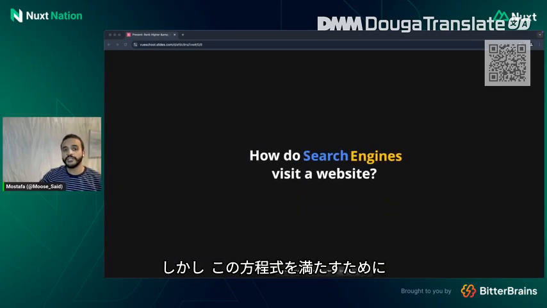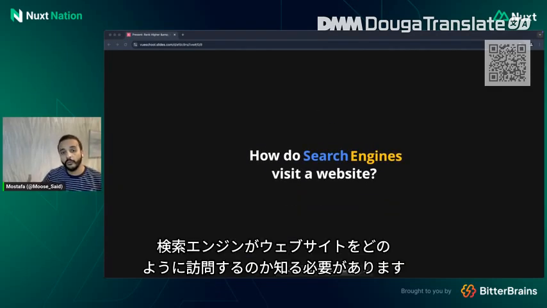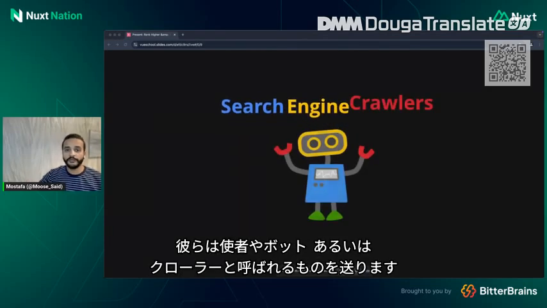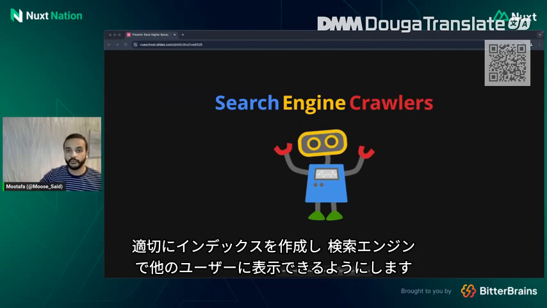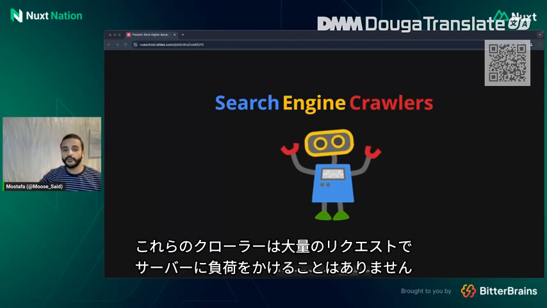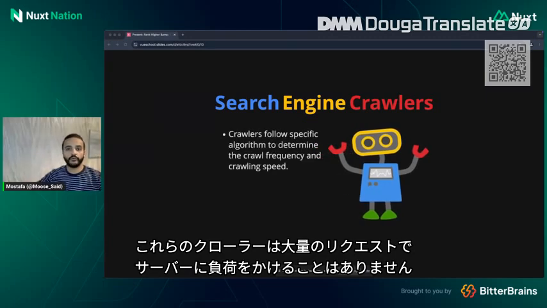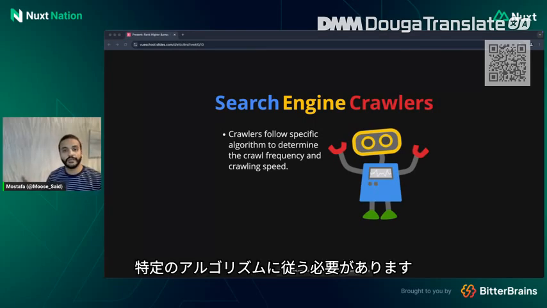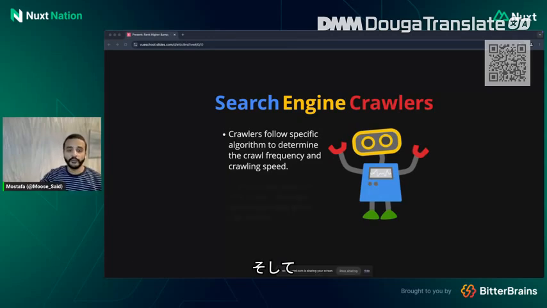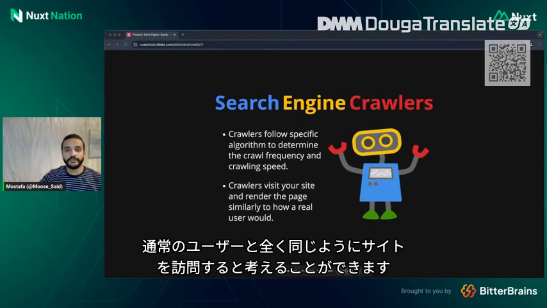But to fulfill this equation, we need to know how search engines visit the website. Well, they send ambassadors or bots, or maybe you can call them crawlers, those who crawl and investigate and properly see your content so that they can index it and show it to other users on search engines. Those crawlers don't just rush and overload your servers with many requests. They need to follow a specific algorithm that doesn't negatively impact your servers. And also, you can think that crawlers visit your site exactly like how a normal user would.